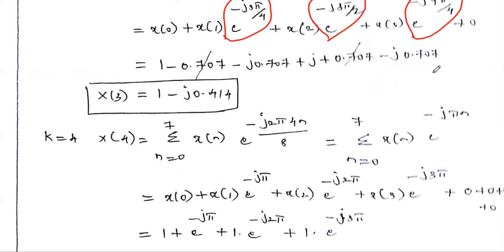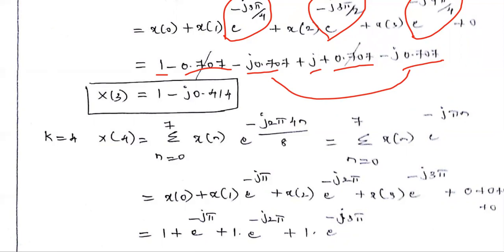So after substituting, you see the real part: 1 is real part, this 0.707 is the real part and plus 0.707 is the real part. So minus 0.707 plus 0.707 cancelled. So we may get 1. Then the remaining 3 terms are imaginary part. Here these two things have the negative symbol, this is positive. So if you add 0.707 and 0.707, we may get 1.414. Then here plus 1. So if you subtract, we will get minus j 0.414. So this is the answer for X of 3.